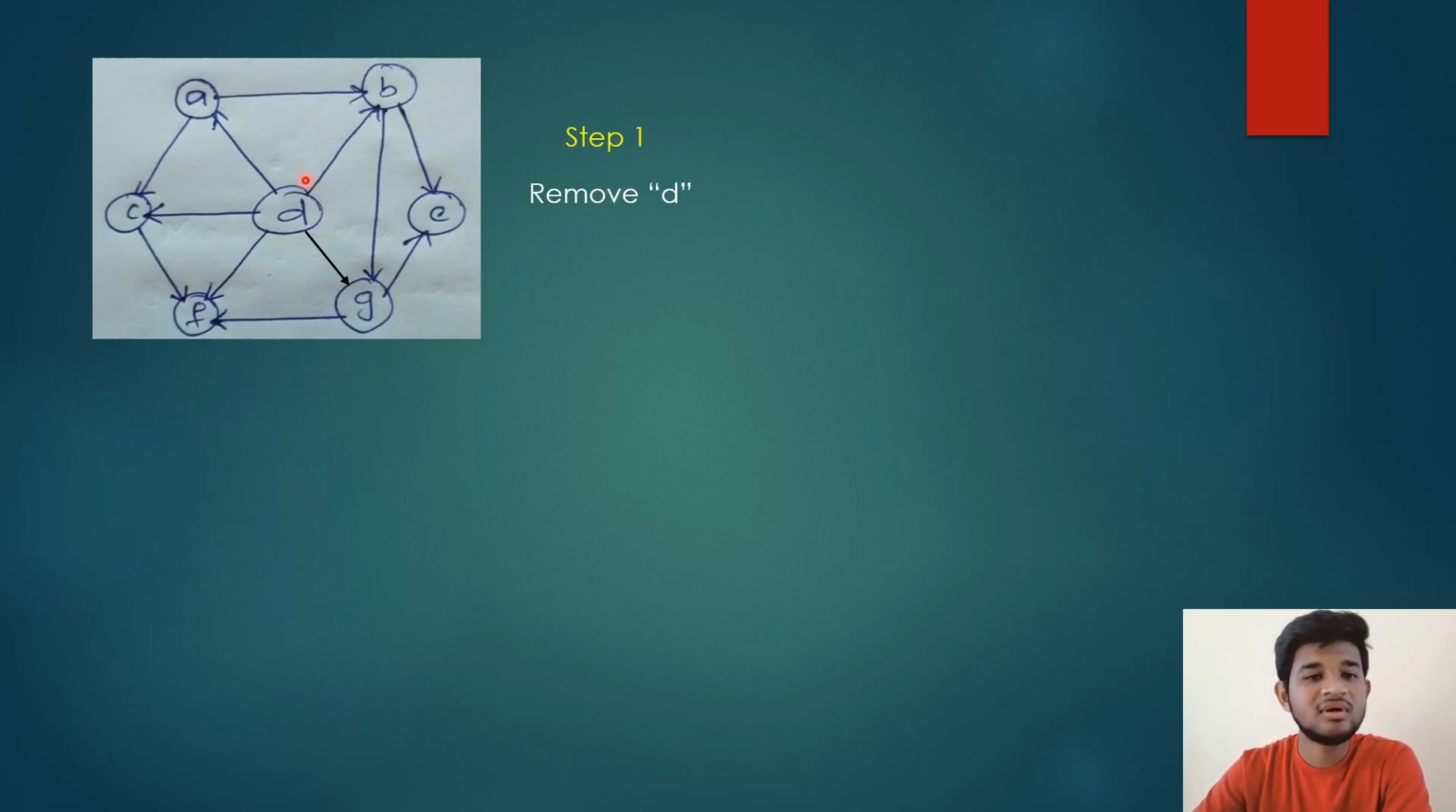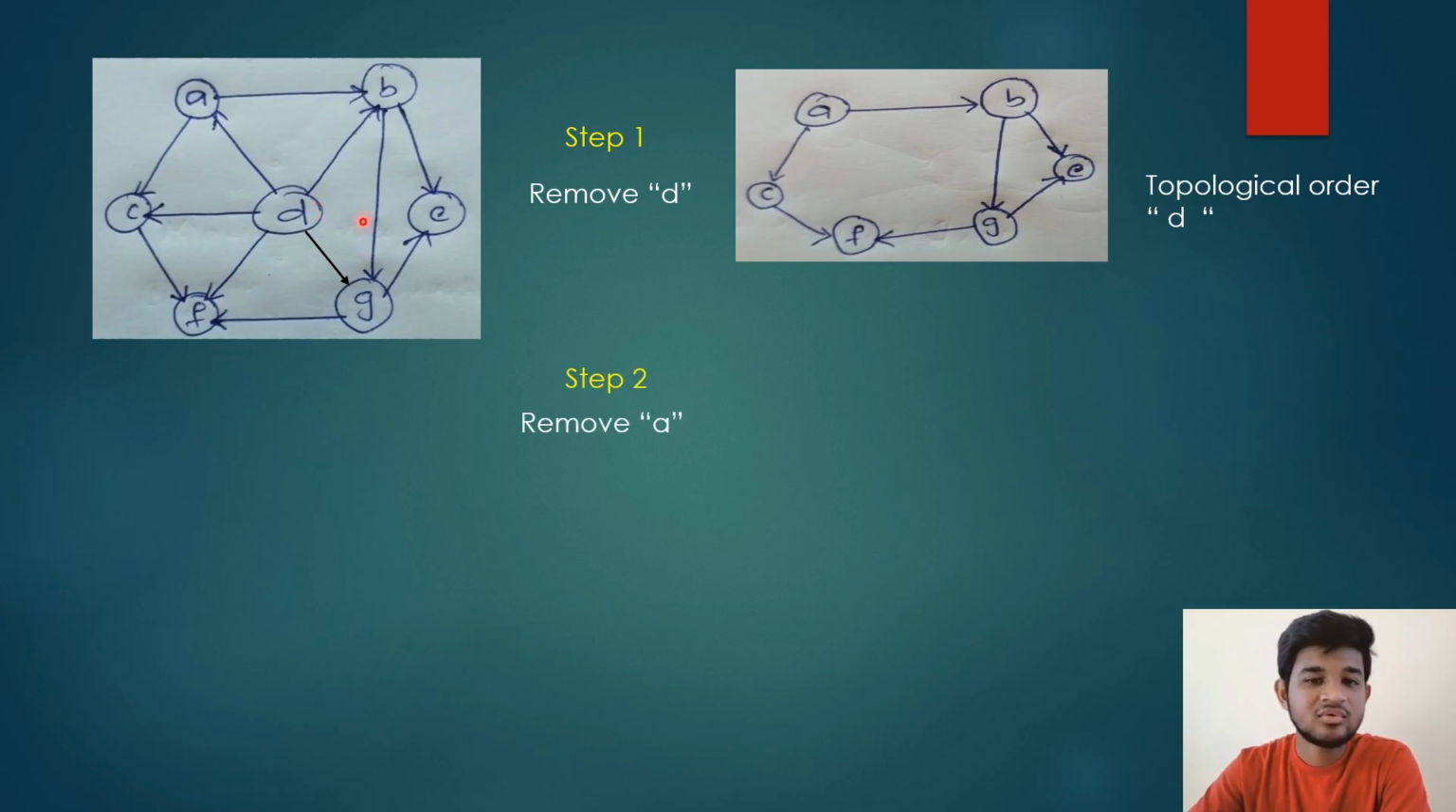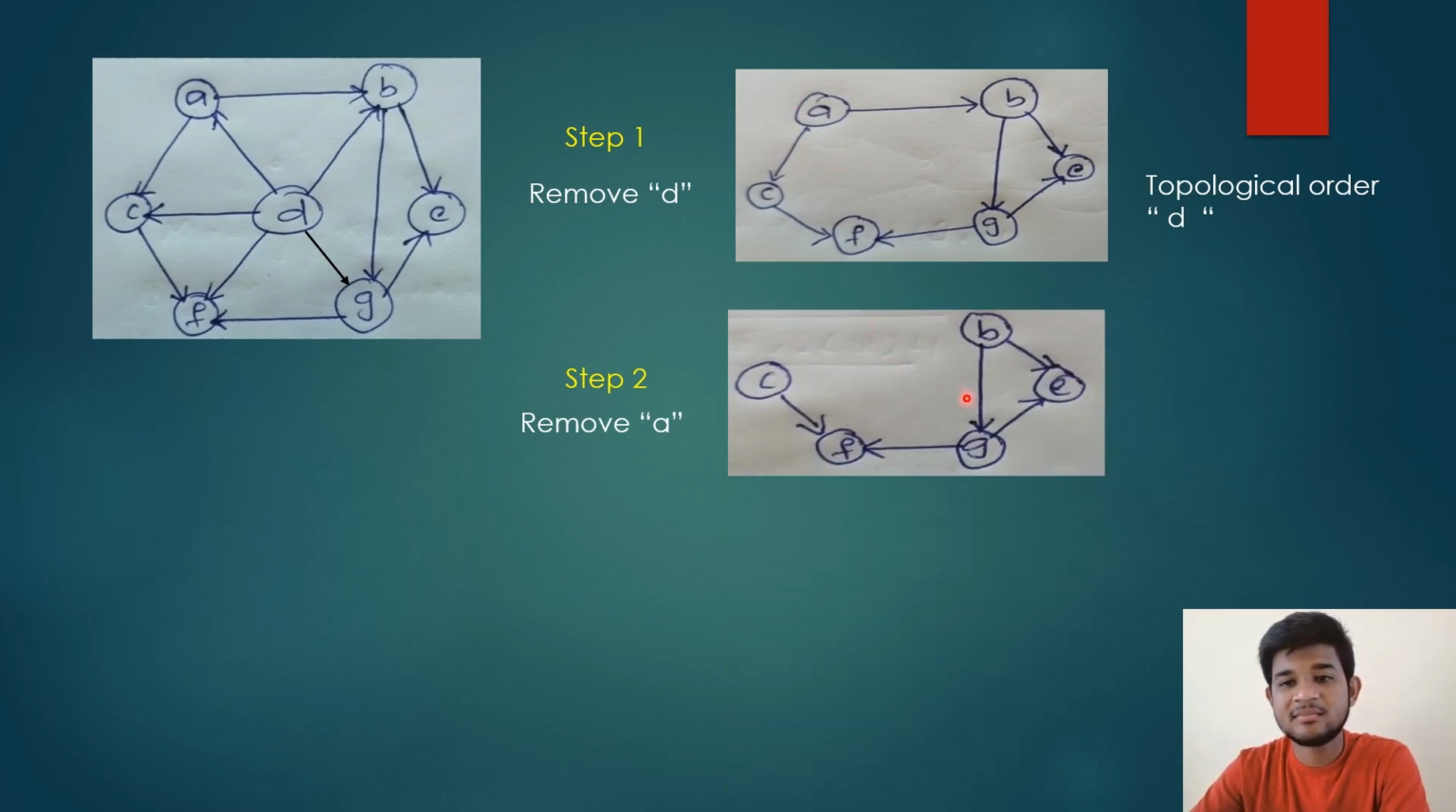Step 1. Remove D because D does not have any in degrees. After removing D, we will get the graph like this, and put that removed element D into the topological order. Let us see step 2. Step 2. Remove A because A does not have any in degrees. After removing A, we will get the graph like this and put that A into the topological order. Now let us see step 3.